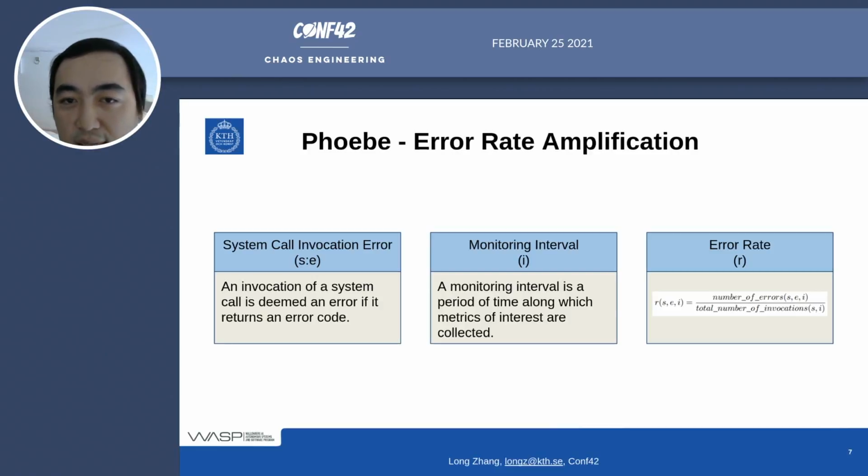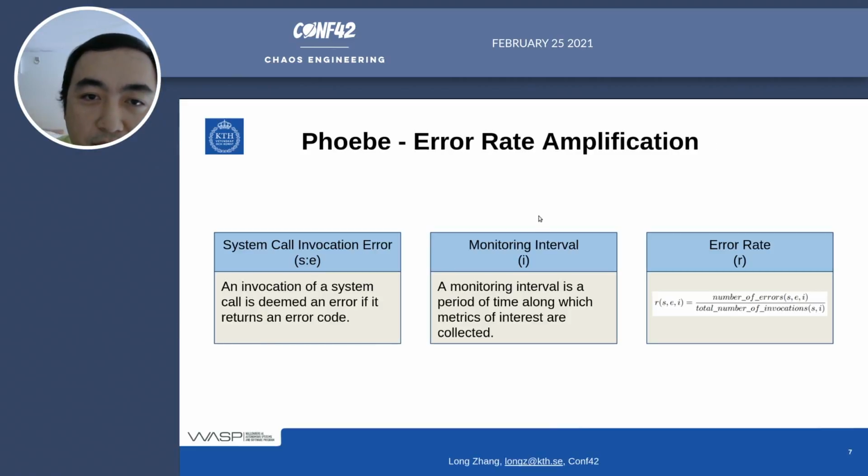Before doing that, I would like to propose some definitions. A system call invocation error we define as follows: an invocation of a system call is deemed an error if it returns an error code. And then we need to define the monitoring interval, because we keep reporting these metrics to our database, and this is based on the monitoring interval. So a monitoring interval is a period of time along which metrics of interest are collected. Based on these two definitions, we can define our error rate. The error rate means the percentage of the errors with respect to the total number of invocations of the same type.